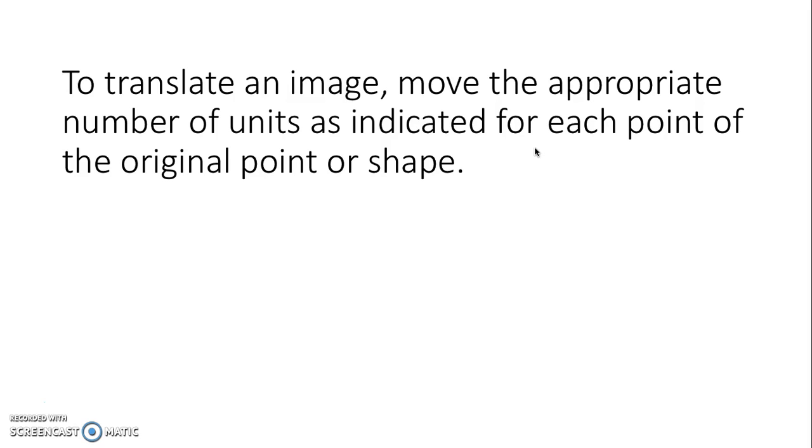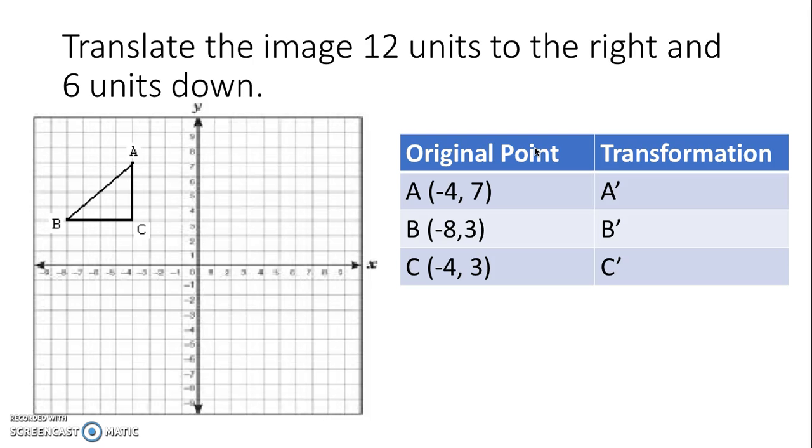All right, so I know that kind of sounds a little bit confusing, but let me show you what I mean, and I think that you're going to find that it's pretty simple. So we're going to translate this triangle or this image 12 units to the right and 6 units down. Okay, so when you translate an image, we are simply looking at the number or the units that it's asking for and the direction that it's asking for in order to know what the transformed point or points are going to be. So we're going to take it one step at a time. So to translate the image 12 units to the right and 6 units down.